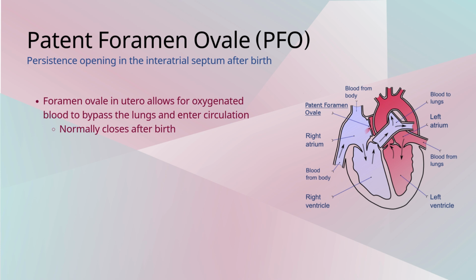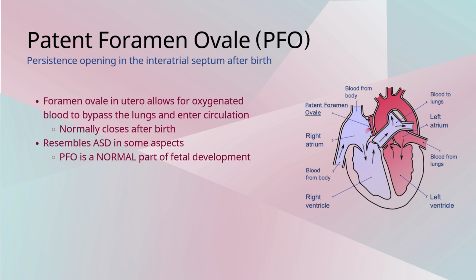The features of a PFO are going to sound familiar because it serves a similar purpose to a PDA, and it also very much resembles an atrial septal defect. Remember, an atrial septal defect is a hole between the two atria. So you may be wondering, what's the difference? Well, just remember, a PFO is a normal part of fetal development, and structurally, it's more of a flap-like tunnel, where an ASD is always considered structurally abnormal, and it's usually more of a hole and bigger than a PFO.